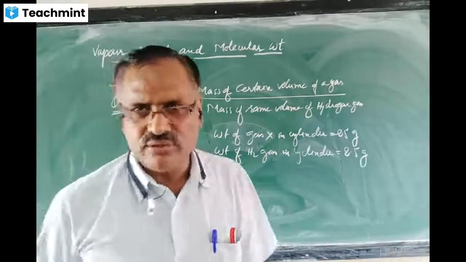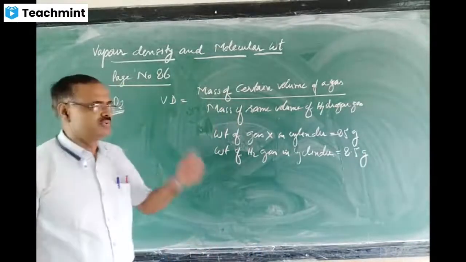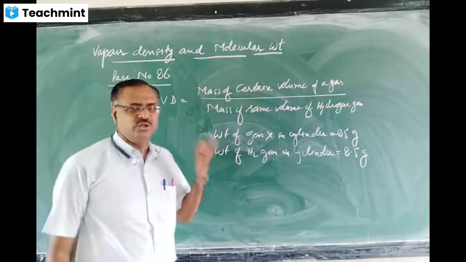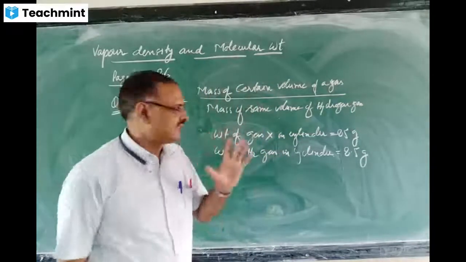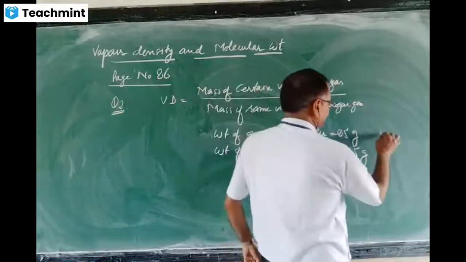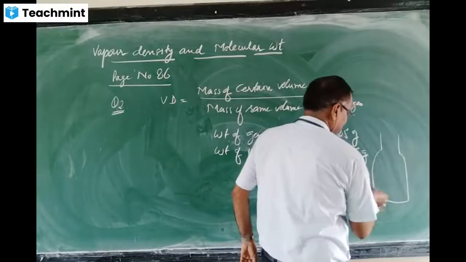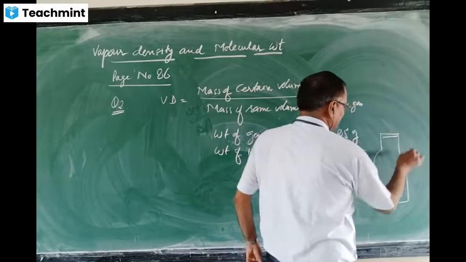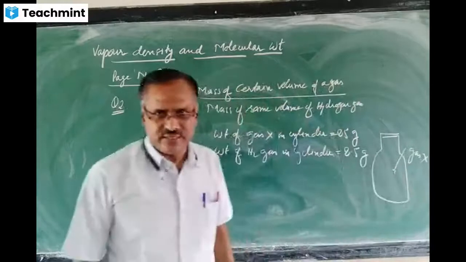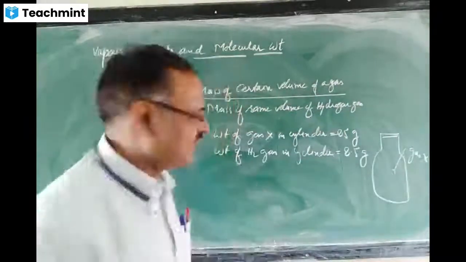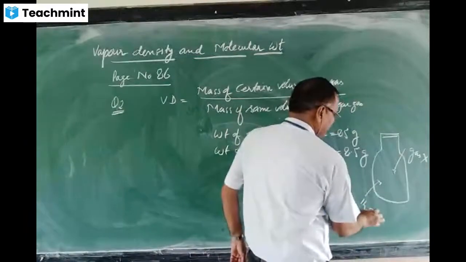We have studied the formula that vapor density is the ratio of the mass of a certain volume of the gas to the mass of the same volume of hydrogen. So here what is the certain volume? The certain volume is the volume of the cylinder. In this cylinder, once you are filling gas X, and then the next time you are filling hydrogen gas.